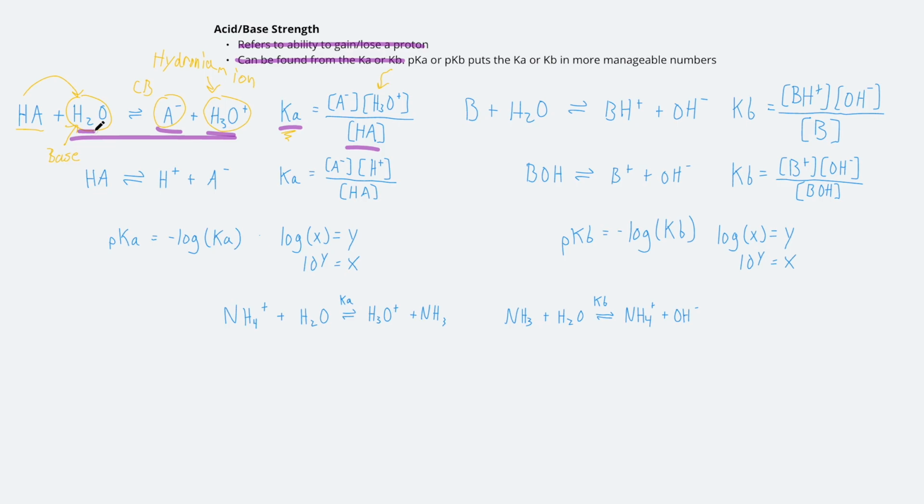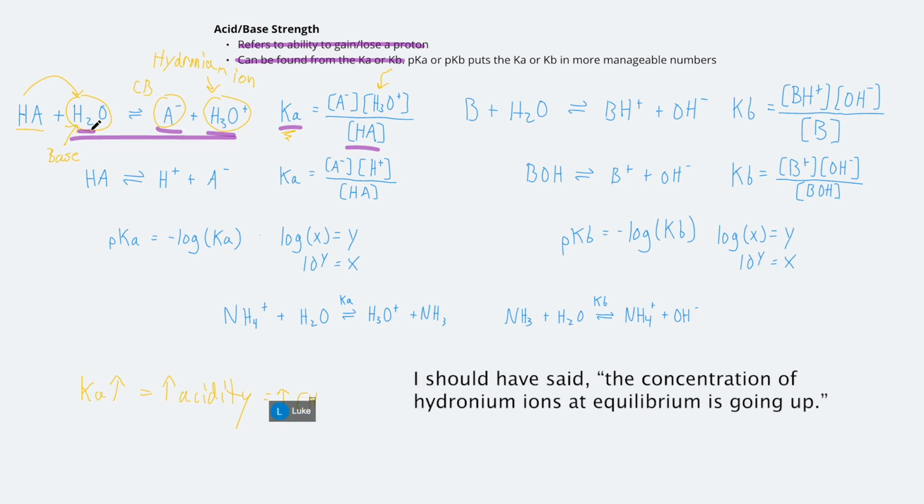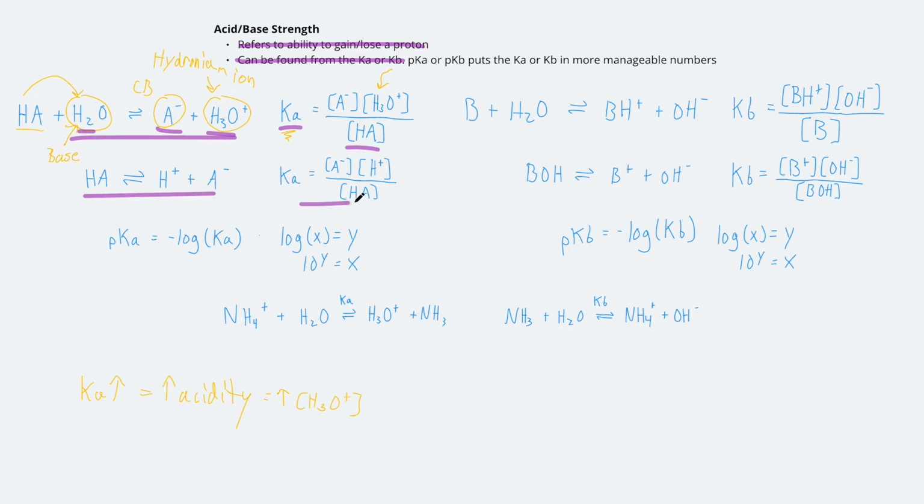So the higher the Ka, the more hydrogens were donated, which means a stronger acid. So as Ka goes up, acidity also goes up because the concentration of hydronium ions is going up. Another way that the strength of an acid can be represented is by this equation right here, with another Ka that corresponds to products over reactants for this equation on the left. What this equation is showing is the dissociation of the hydrogen from the conjugate base.